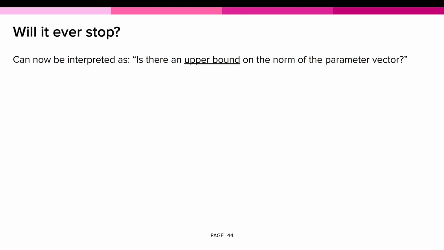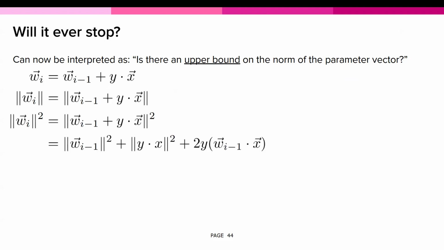So given this appreciation for the effect of an update on the norm of the parameter vector, we can clarify our question about will it stop to is there an upper bound on the norm of the parameter vector? So to find out, we can again return to the update equation. Although this time we can take the norm of both sides and then square it. And so once we do that, this can be expanded, the equation in the fourth line here, using the vector generalization of the first, outside, inside, last technique I've shown on the right here.